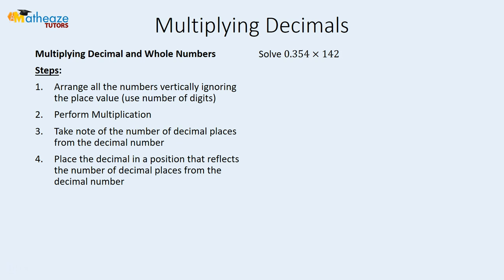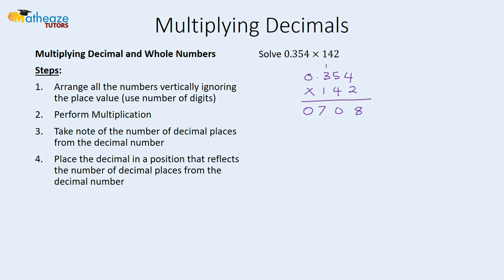Now we have another example here. 0.354 and then 142. So we're going to carry out our regular multiplication. 4 times 2, 8. 5 times 2, we have 10, and we bring 1 up here. 3 times 2, 6 plus 1, 7. And then there's going to be a 0. 0 times 2 is 0.